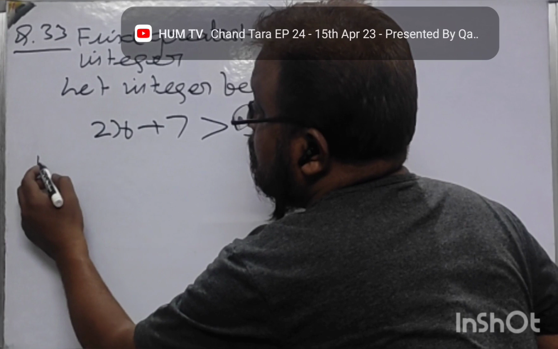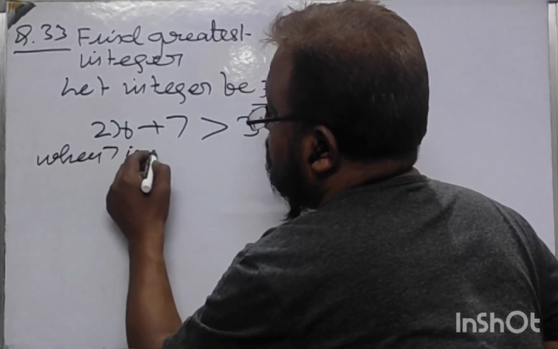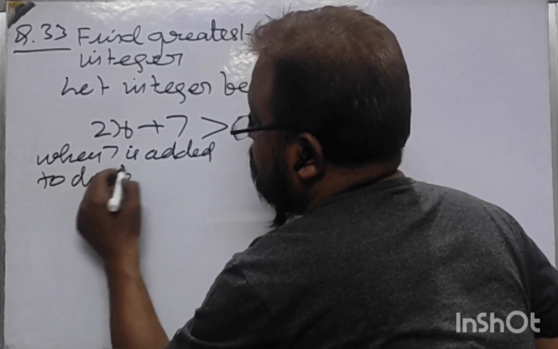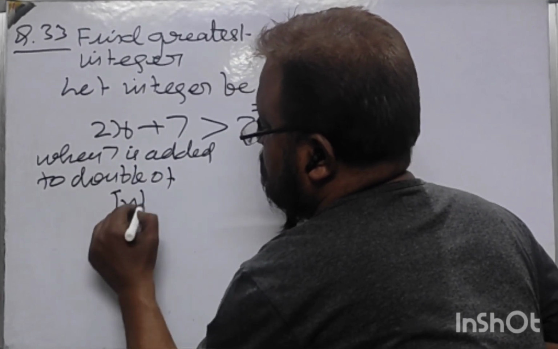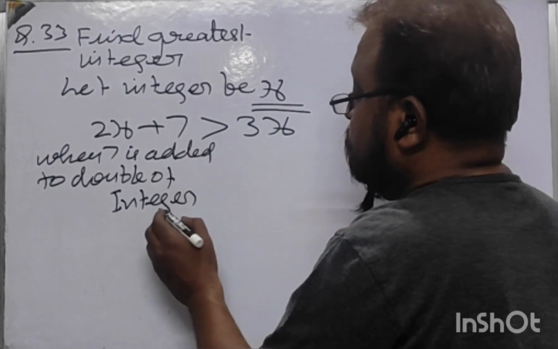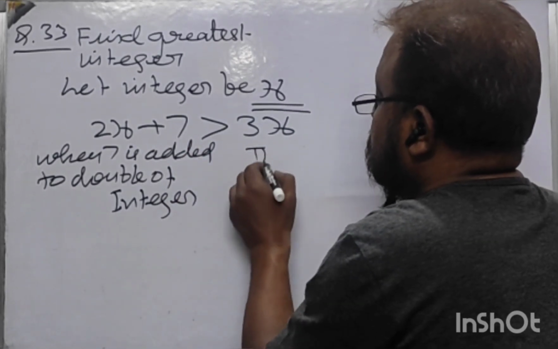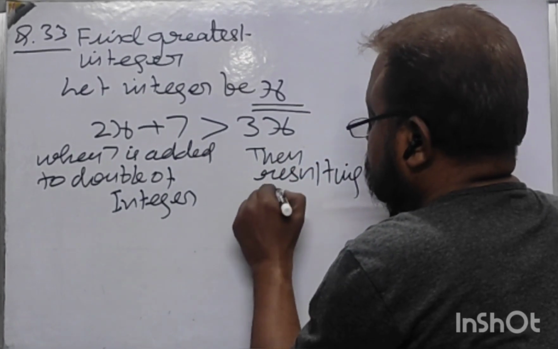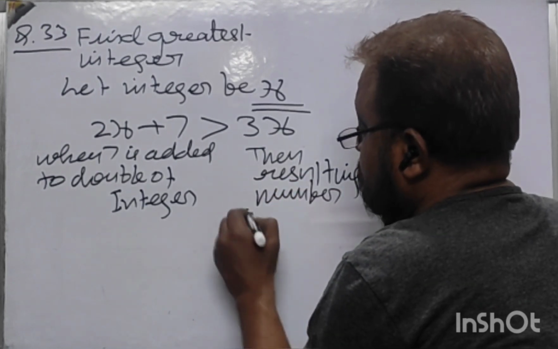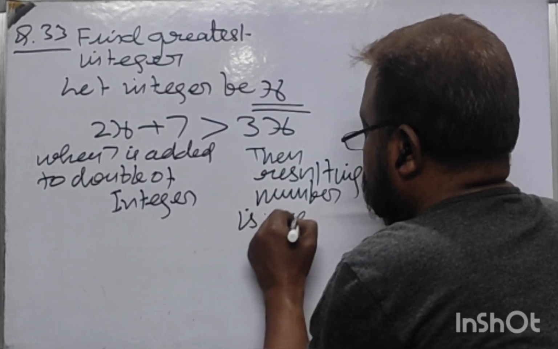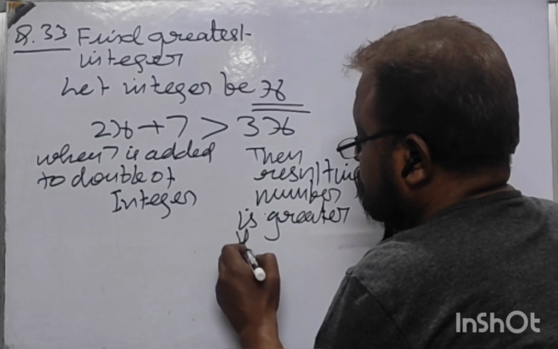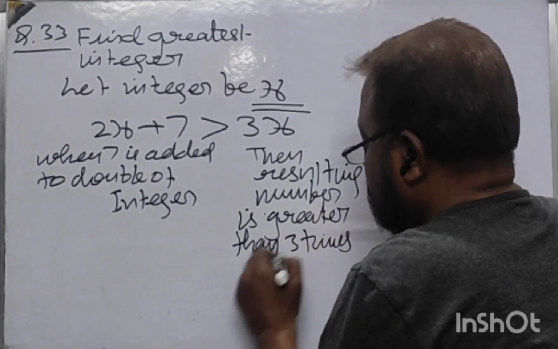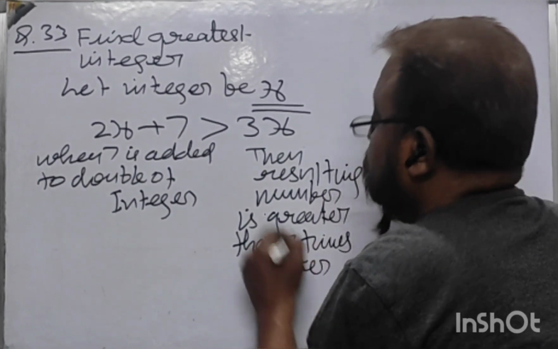Double of it, when 7 is added to double of the integer, then the resulting number is greater than 3 times of the integer. So it will be like this.